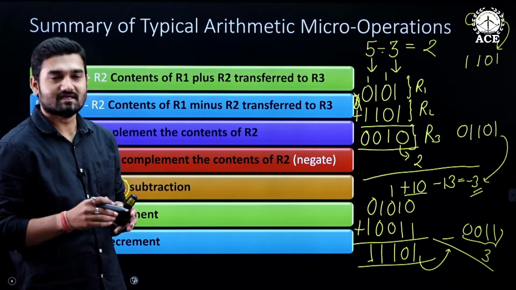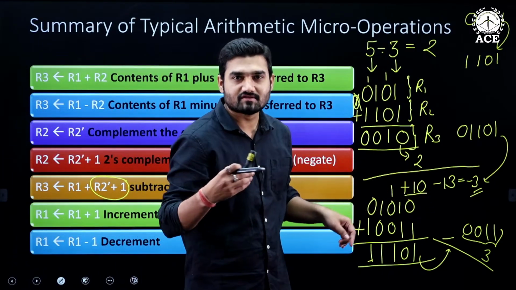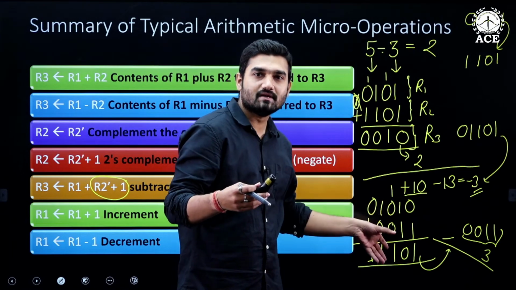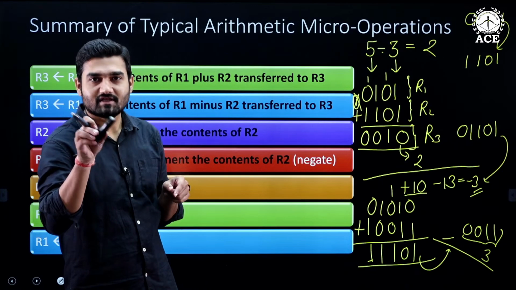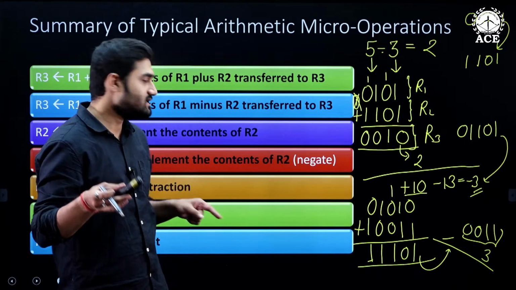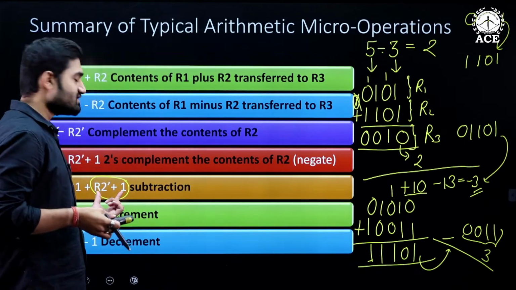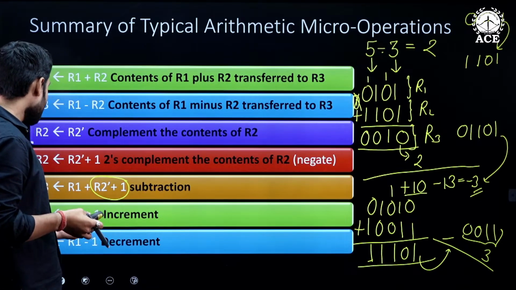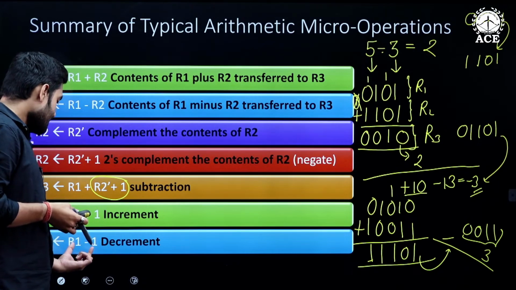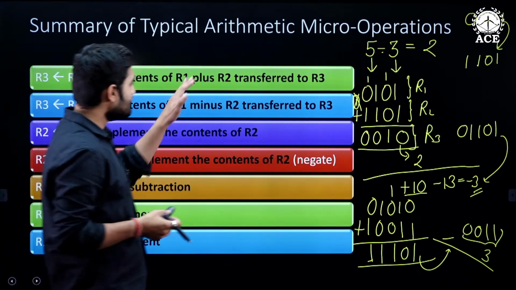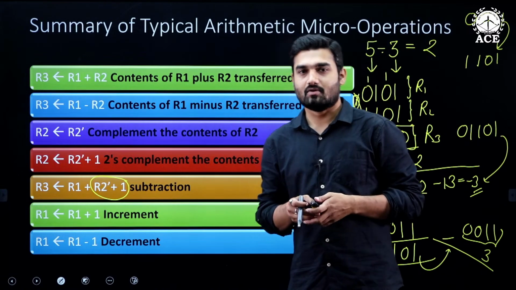Okay, fine. That means this minus operator is for us, and the 2's complement addition is for the computer. Now I think you better understand this part. The next part is coming: increment. R1 plus 1 is increment, and R1 minus 1 is decrement. Okay, fine. Sir, we came to know about the basic micro operations.